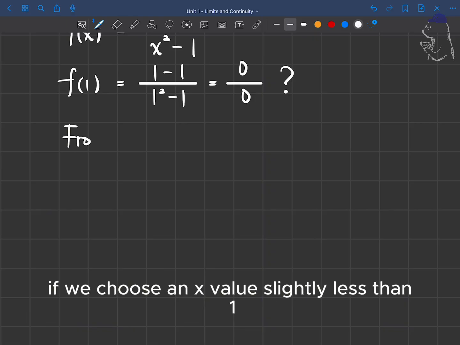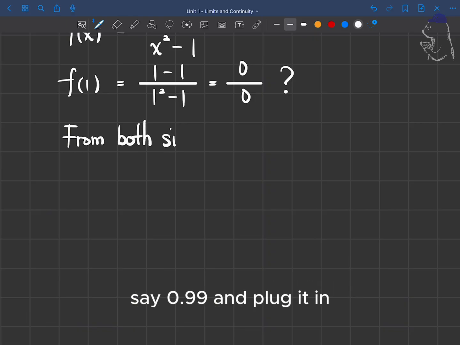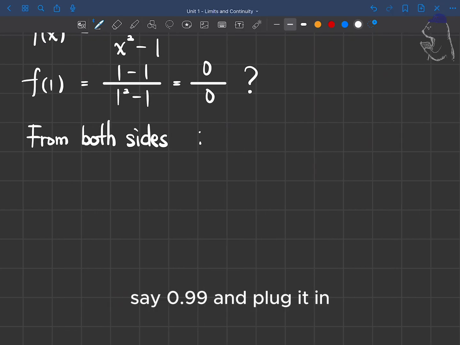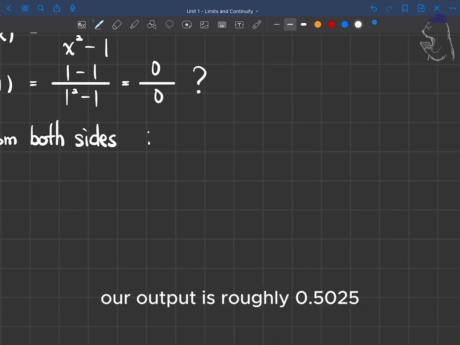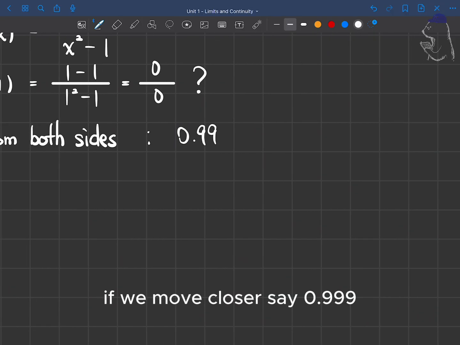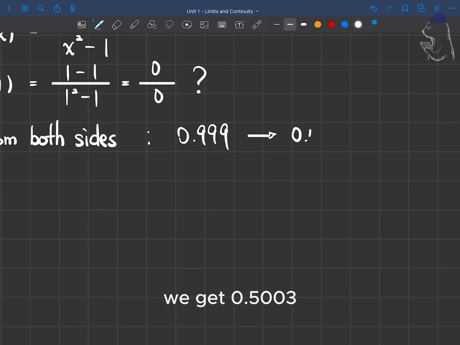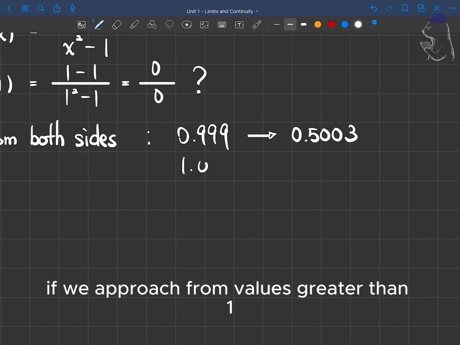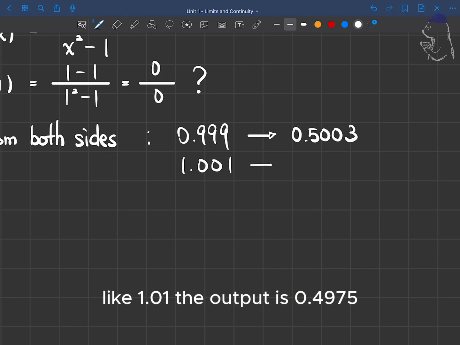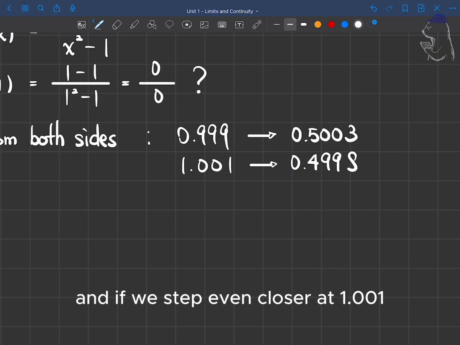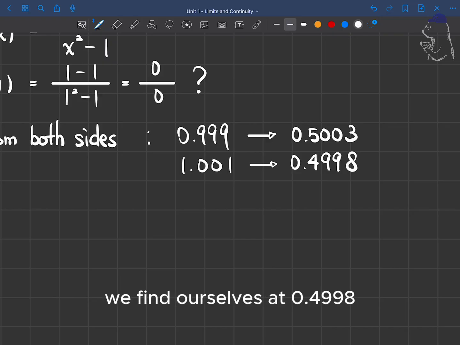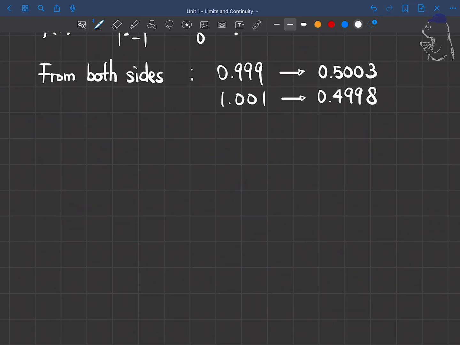If we choose an x value slightly less than 1, say 0.99, and plug it in, our output is roughly 0.5025. If we move closer, say 0.999, we get 0.5003. On the other side, if we approach from values greater than 1, like 1.01, the output is 0.4975. And if we step even closer at 1.001, we find ourselves at 0.4998.